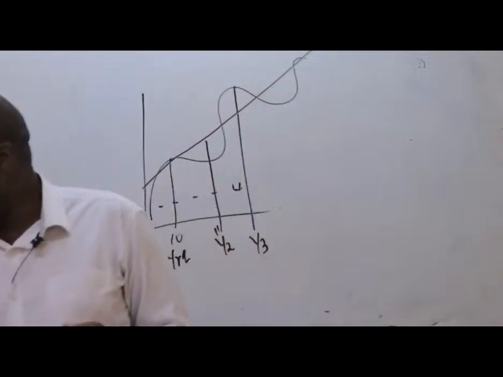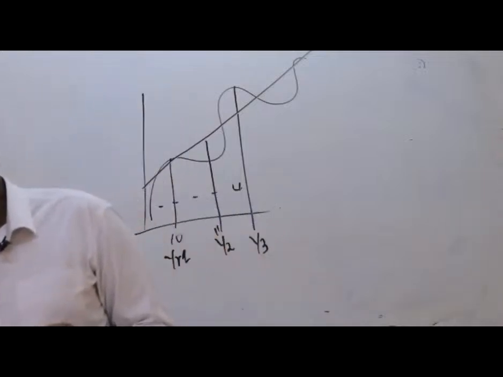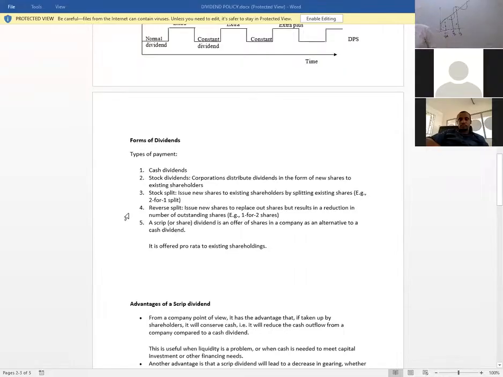Ladies and gentlemen, the other way in this case here that you could decide to reward your people, like now this number 5 is very common. A scrip or a share dividend is an offer of shares in a company as an alternative to cash dividend. This is very important because under scrip, ladies and gentlemen, in this case here, we are issuing out what we call bonus shares.